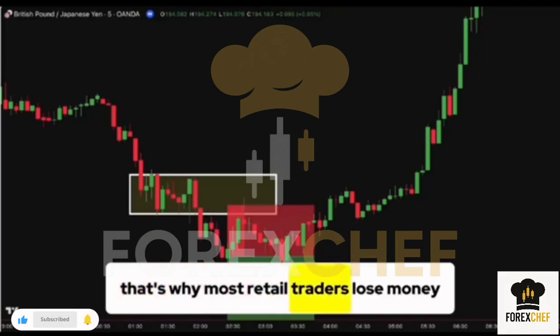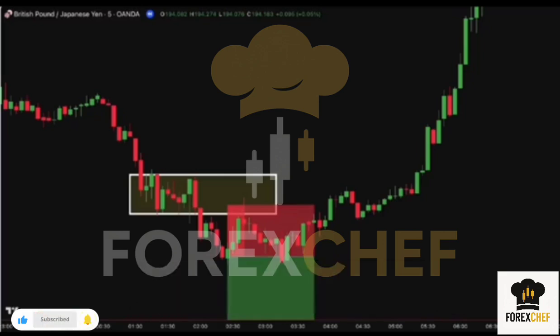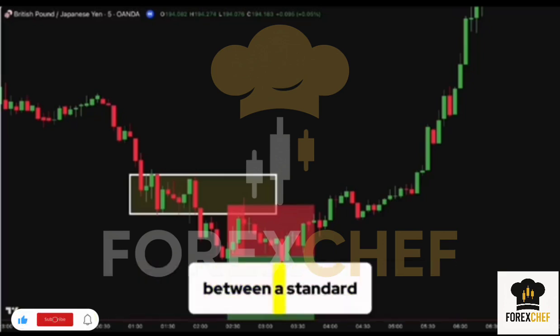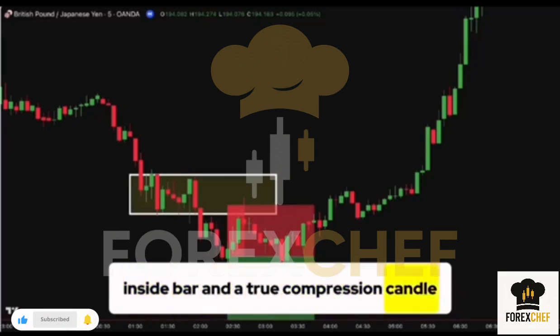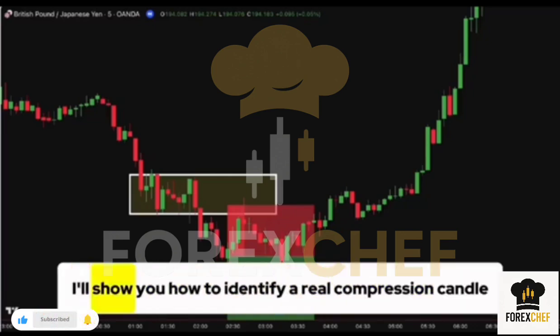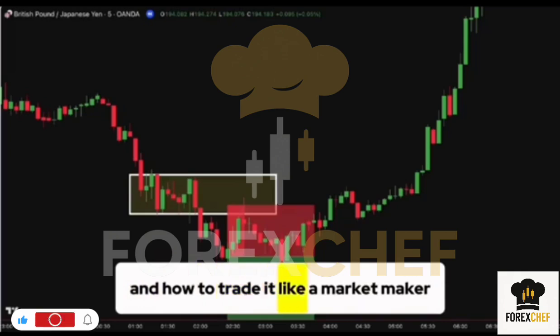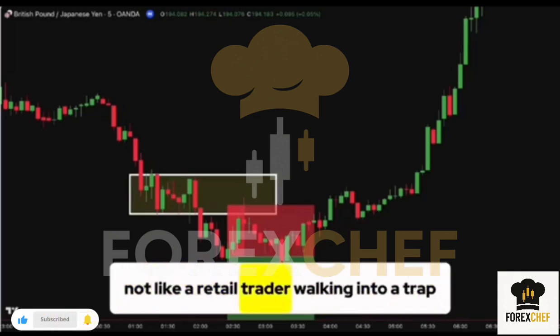That's why most retail traders lose money, because they trade these patterns without understanding context. So if you want to know the real difference between a standard inside bar and a true compression candle used by smart money, stay with me. Because in the next section, I'll show you how to identify a real compression candle, how to confirm it with liquidity and displacement, and how to trade it like a market maker, not like a retail trader walking into a trap.